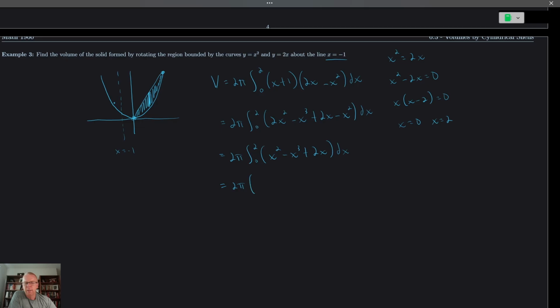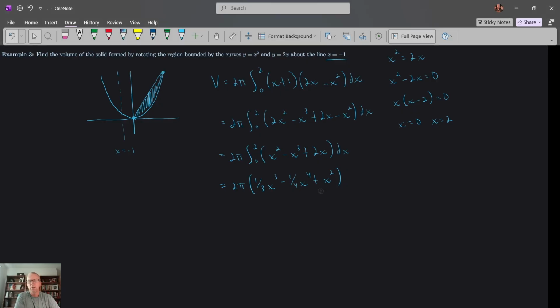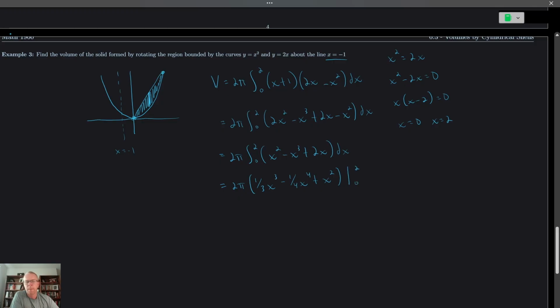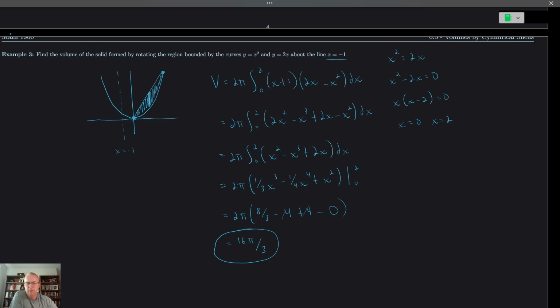And so now let's integrate. We get 1/3 x cubed minus 1/4 x to the fourth plus x squared. And then, not dx. So 0 to 2. Then plug in our limits of integration. So we get 8/3, 16/4, which should be 4, plus 4. And then, of course, all those are 0, so those cancel out. We get 8/3 times 2 pi, which is 16 pi over 3. There you go. All right.